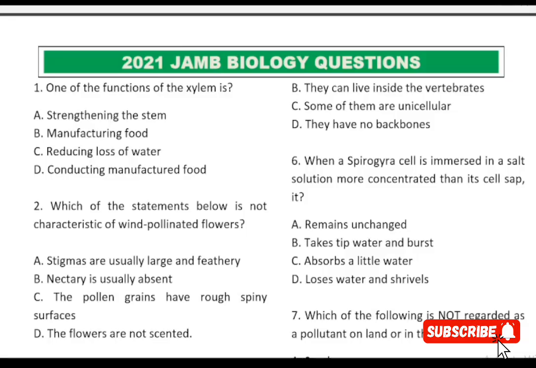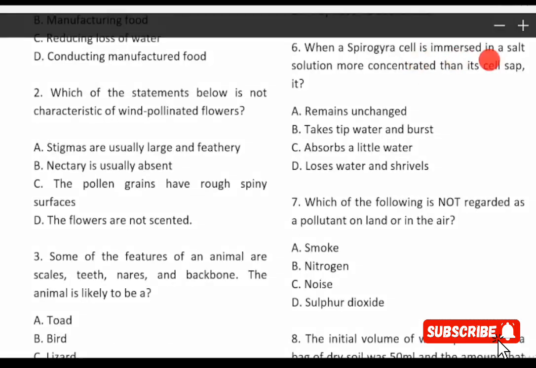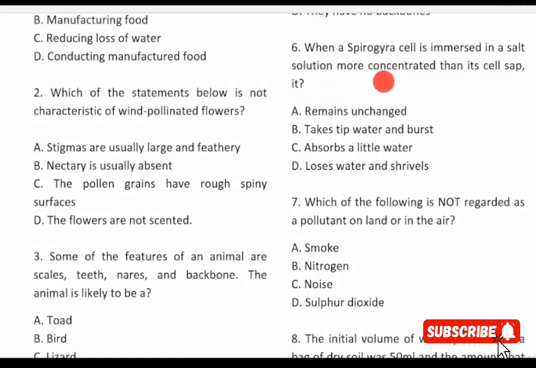So we move to question 6. When a spirogyra cell is immersed in a salt solution more concentrated than its cell sap, it A. remains unchanged, B. takes up water and bursts, C. absorbs a little water, and D. loses water and shrivels. Now what we are saying here is that this spirogyra cell is immersed in salt water, meaning that the content of the water it is immersed in is higher in the salt concentration or the salinity than the internal structure of the spirogyra.